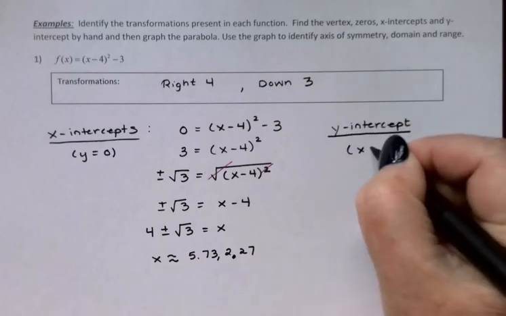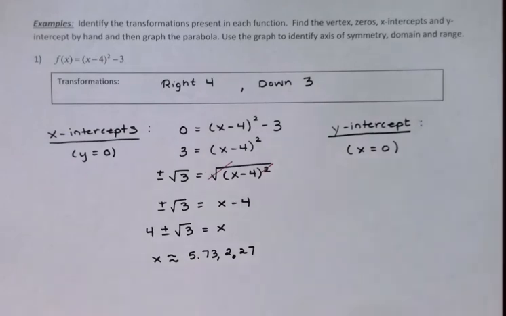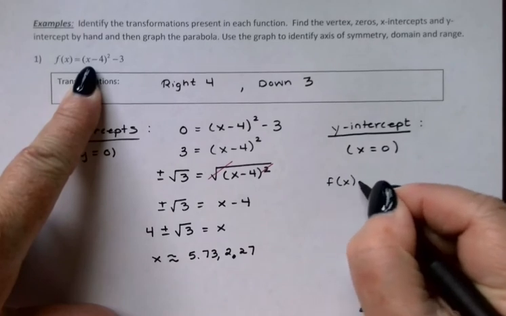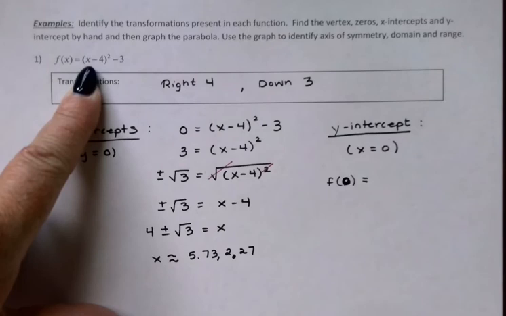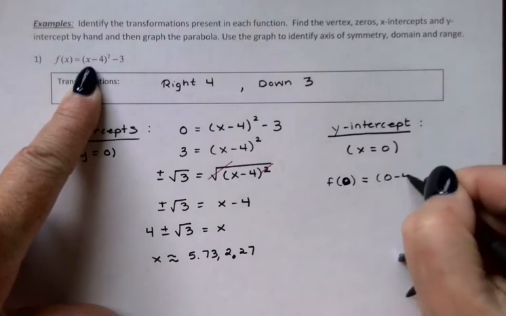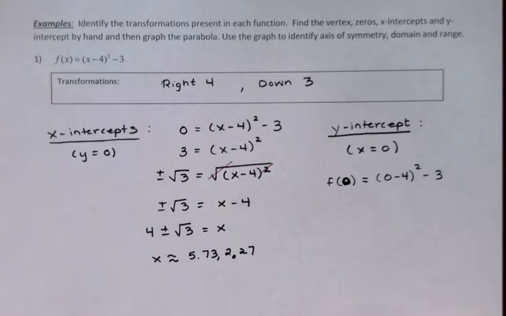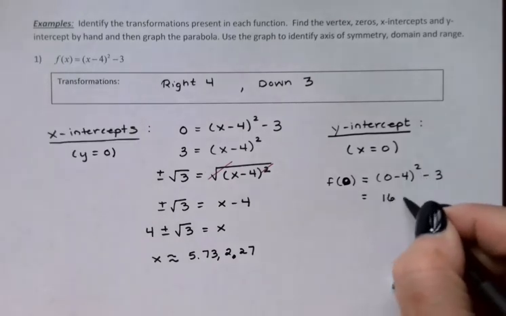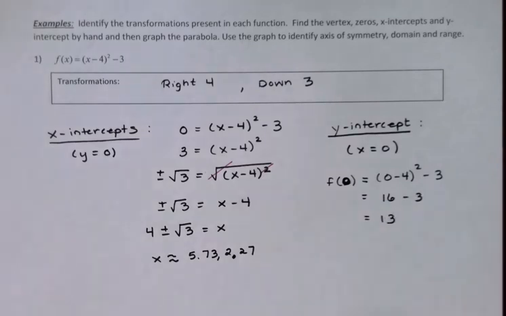For the y-intercept, we plug in x equals 0. So back to my original function, I would get, it's really f of 0, isn't it? Might as well put that in there. I would get (0 minus 4) squared minus 3. Negative 4 squared is 16, minus 3 would be 13.